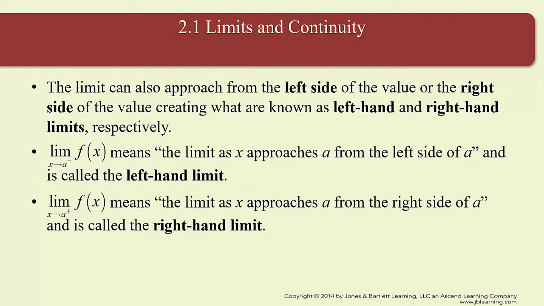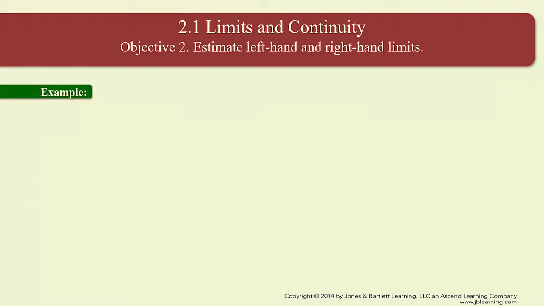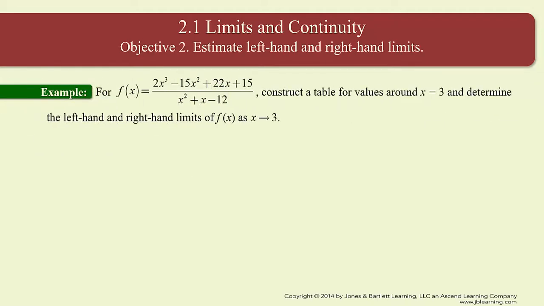Now the left-hand limit and the right-hand limit, as we saw, are going to be very important, very instrumental. It's going to be key in how we define the limit. But you know what? I thought we would do one more example of making a table of values. So for this function, let's construct a table of values close to x equals 3.